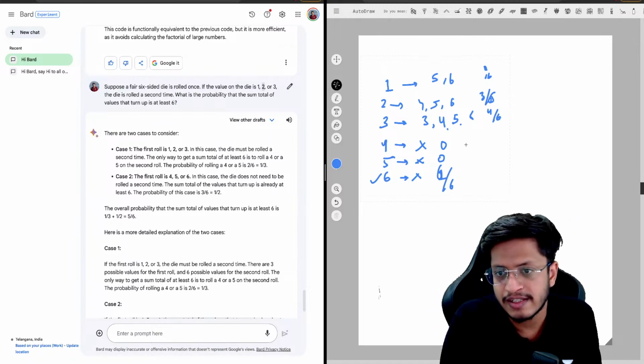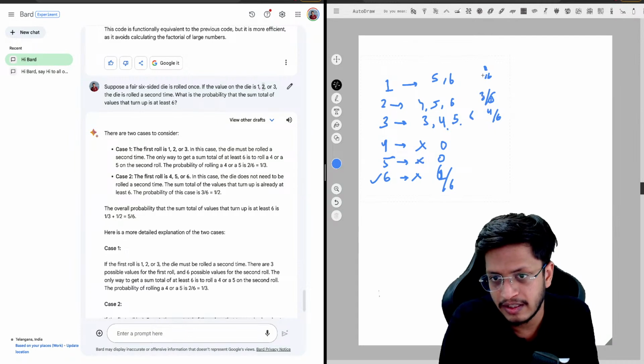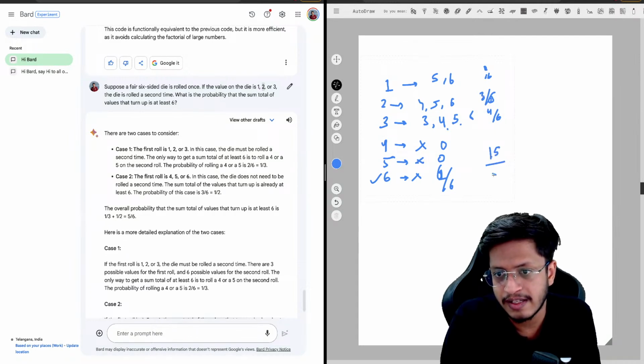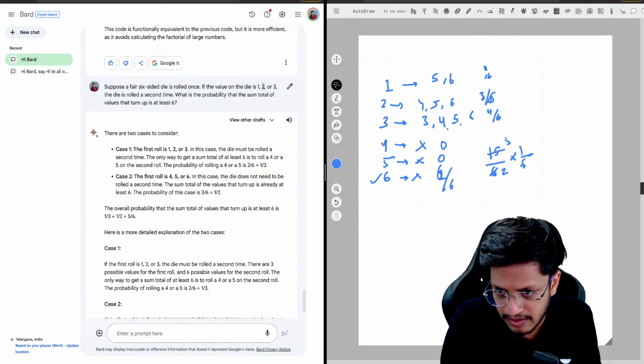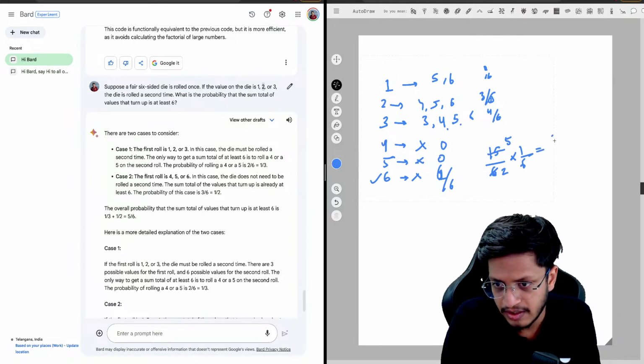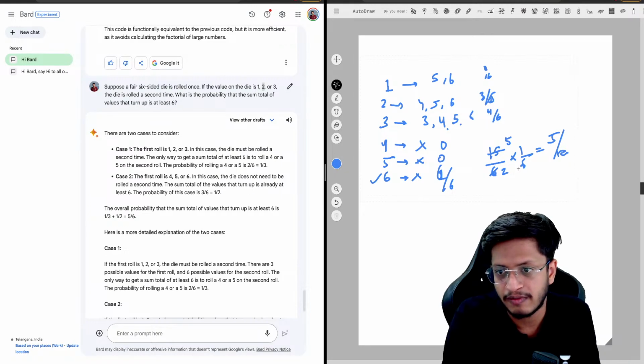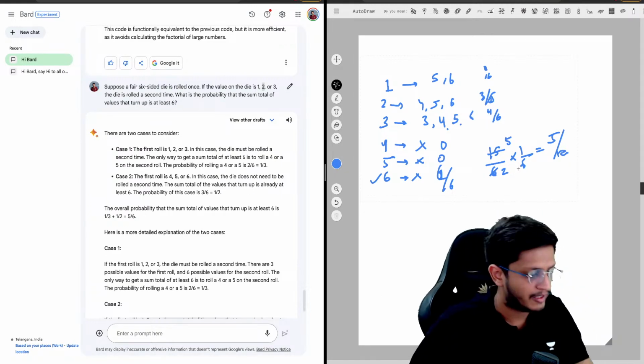Okay, so what is the sum of all these? 6 and 4, 10. 10 plus 3, 13. 13 and 2, 15. So it's 15 by 6, and each of them has to be multiplied by 1 by 6, because the probability of getting each number itself is 1 by 6. So 3 sixes are 18... 3 5 15, so the answer has to be 5 by 12. So 5 by 12 is the correct answer.